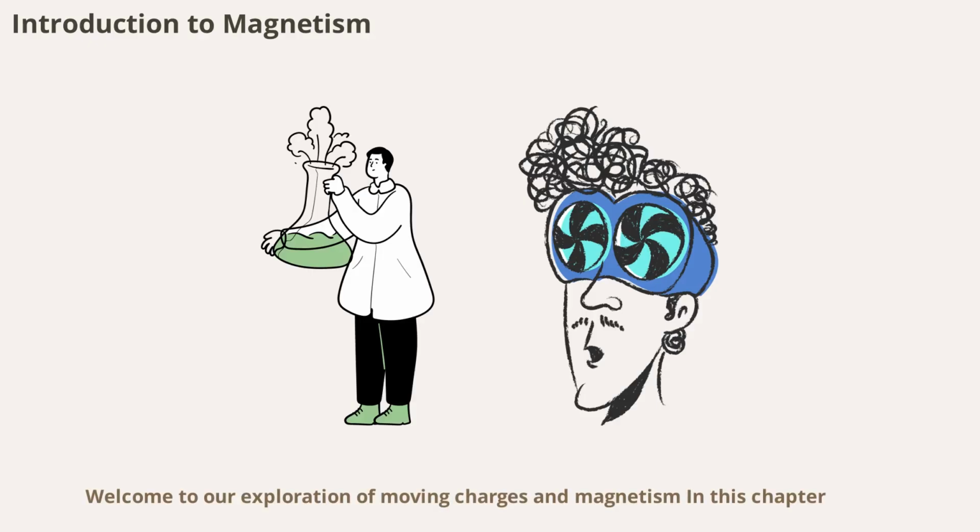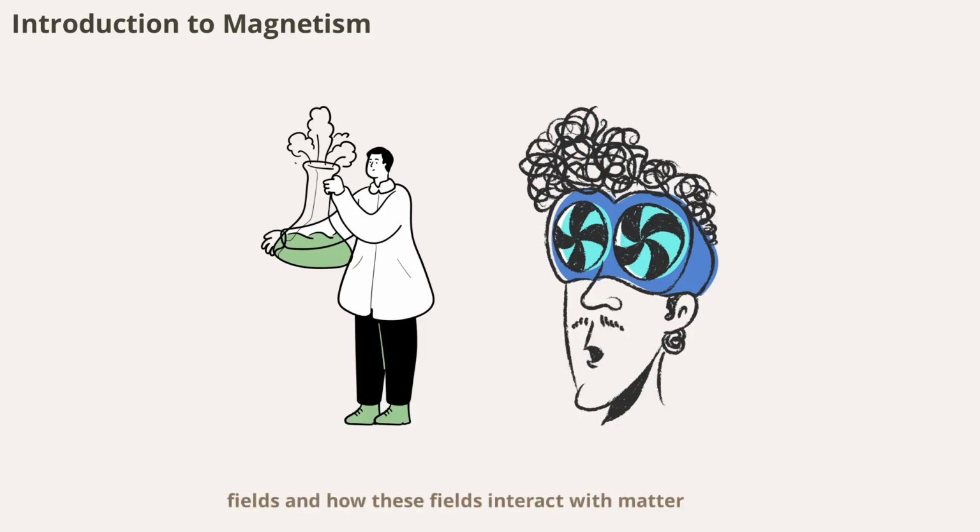Welcome to our exploration of moving charges and magnetism. In this chapter, we'll unravel the fascinating relationship between electricity and magnetism, focusing on how moving charges create magnetic fields and how these fields interact with matter. From fundamental laws to practical devices, we'll break down each concept step by step.